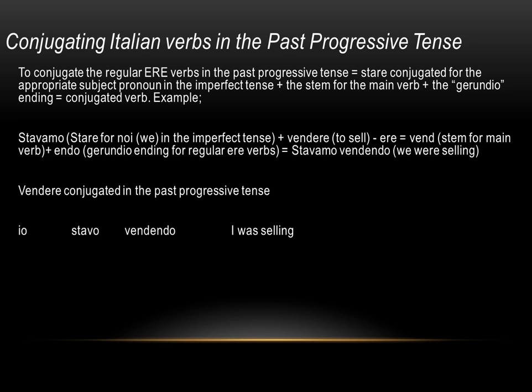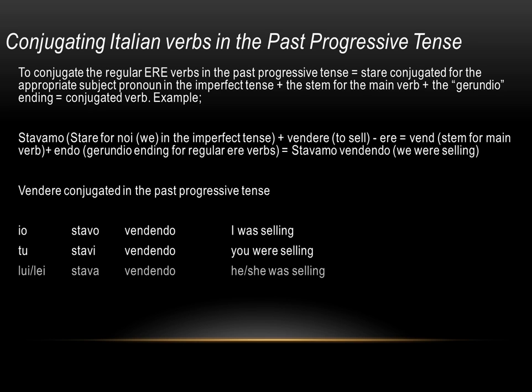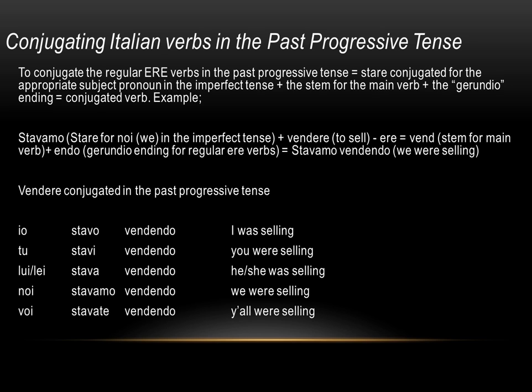Now let's look at vendere conjugated in the past progressive tense. Io stavo vendendo, I was selling. Tu stavi vendendo, you were selling. Lui, lei stava vendendo, he or she was selling. Noi stavamo vendendo, we were selling. Voi stavate vendendo, y'all were selling. And loro stavano vendendo, they were selling.